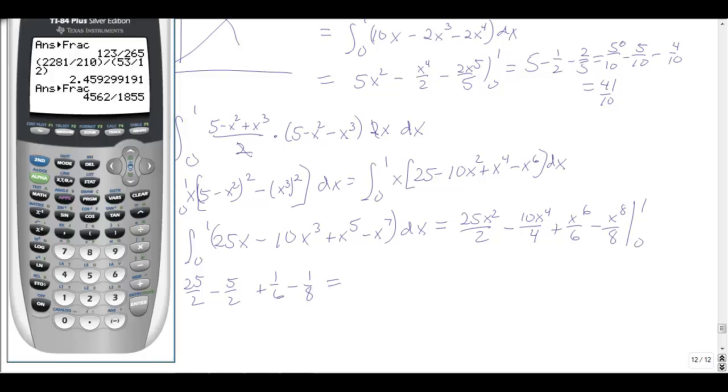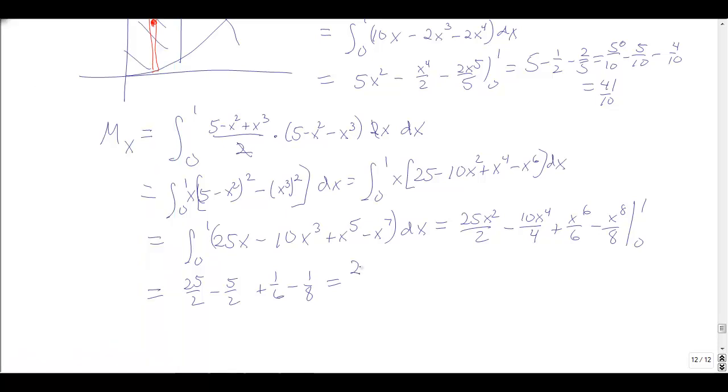So what I'm going to get with that, I'm going to get a little lazy again with my calculator. 25 halves minus 5 halves, that's 20 halves, that's 10, plus a 6th minus an 8th. Spits out that. Let's go to a fraction, and we get 241/24. So 241/24, and that's our moment about the x-axis.